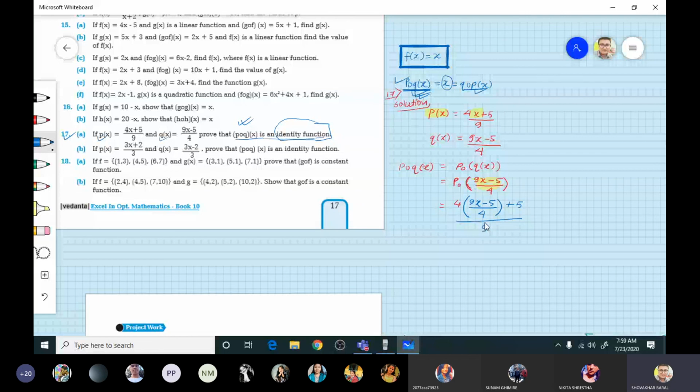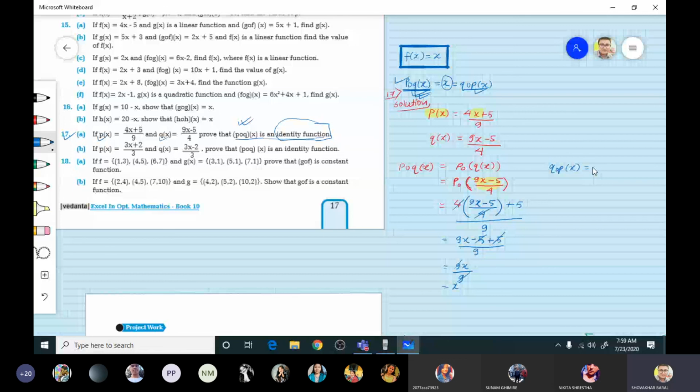So basically 4 and 4 will be cancelled. What remains here? 9x minus 5 plus 5 in the numerator and 9 in the denominator. Now let's cancel this minus 5 and plus 5. What remains? 9x divided by 9. 9 and 9 will cancel each other, and your answer is x. Similarly, if you find q composite p of x also, I hope you will find x. Just simplify it yourself and you will get x.